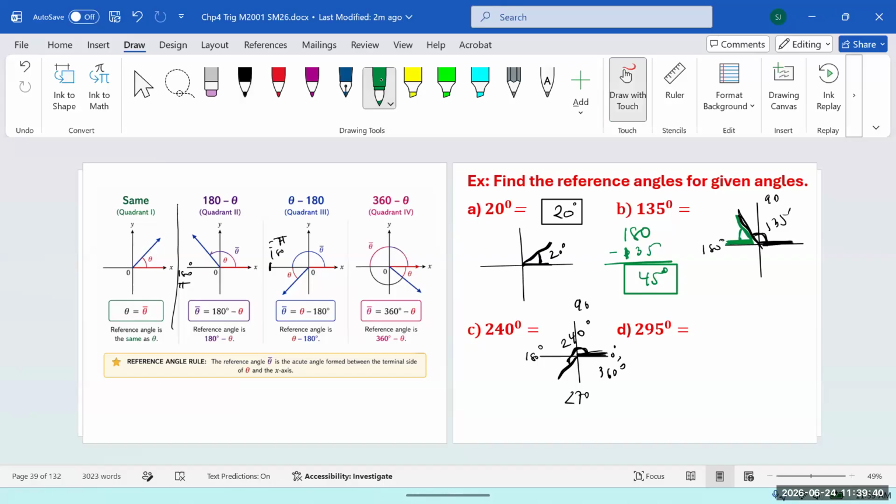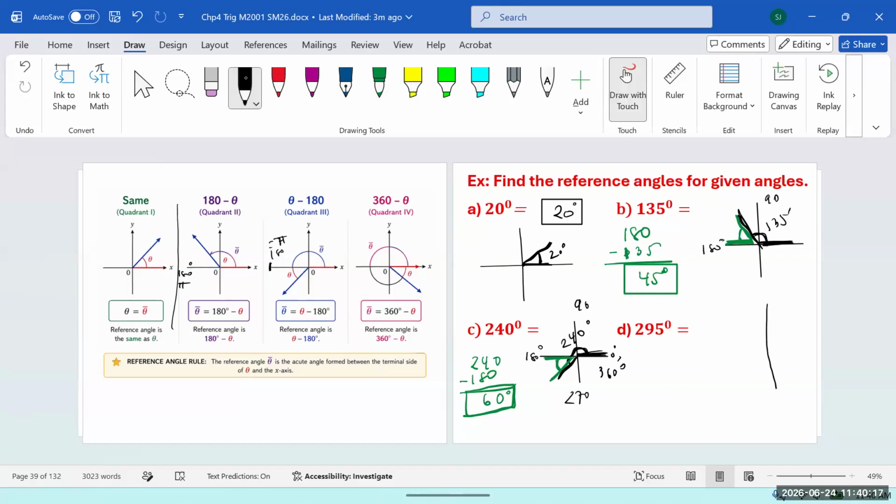So what will be our reference angle for 240? So 240 minus 180 is 60 degrees. So this is our reference angle, which is from here to here, 60 degrees. You see all these reference angles, they are less than 90 degrees and they're always touching the x-axis. Okay, the last one.